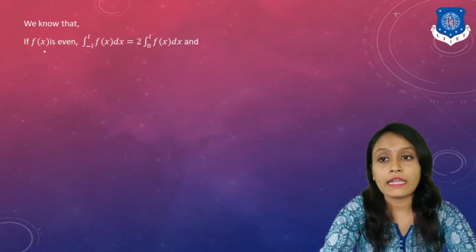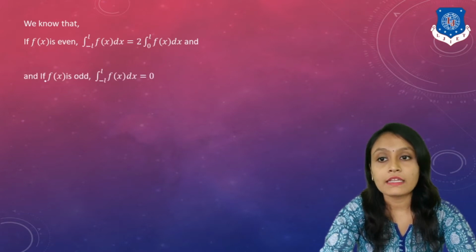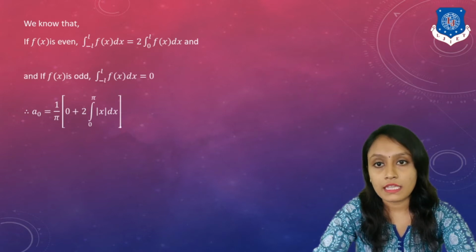Now we know that when we have a symmetric interval and the function is even, then the integration of f(x) from -L to L is equal to 2 times the integration from 0 to L. And if the function is an odd function in a symmetric interval -L to L, then the integration will be equal to 0. So we will apply this formula. Firstly we had x. x is an odd function, so its answer is 0, and later we had |x|, that is an even function. So here we have written 2 times ∫ from 0 to π |x| dx.